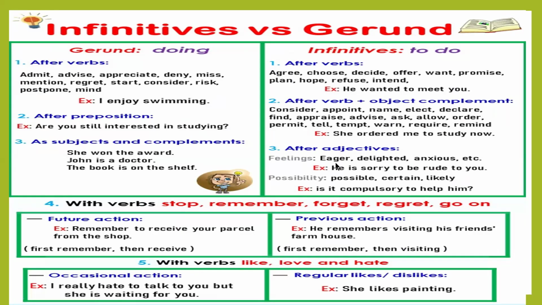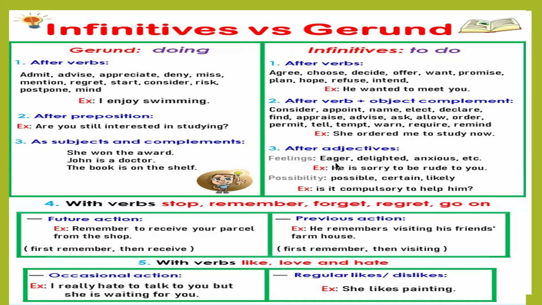With future action and previous action: Remember to receive your parcel from the shop. So we are using the full infinitive for a future action, to receive. First remember, then receive. Then previous action: he remembers visiting his friend's farmhouse. So look, the meaning is totally changed. In this case, visiting is a gerund.